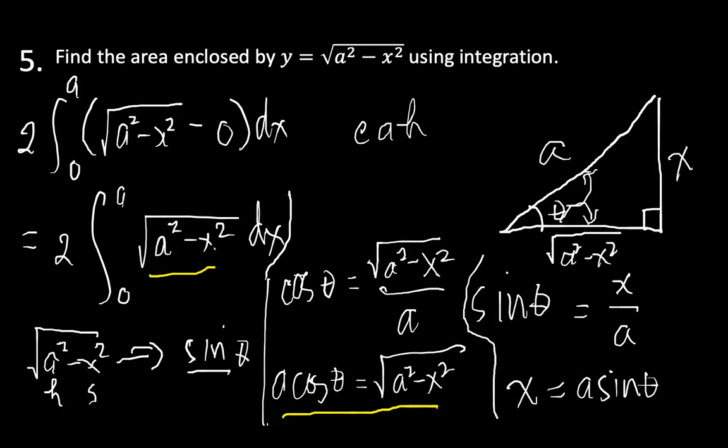Since we're going to express this in terms of the trigonometric function, then we need to express dx in terms of a trigonometric function as well. But how do we do that? We will be using this equation with the x. And how do we find the d of x, or dx, sorry? We need to differentiate, okay? Take the derivative of this equation.